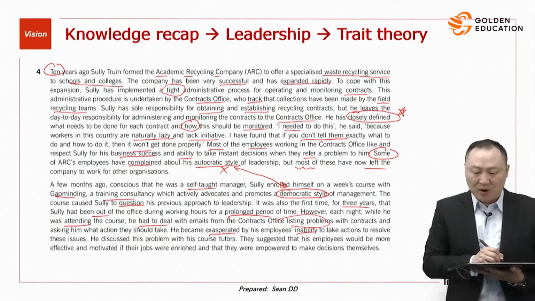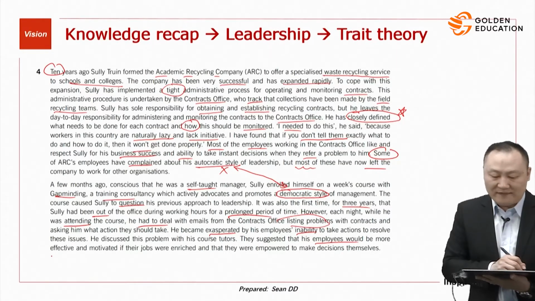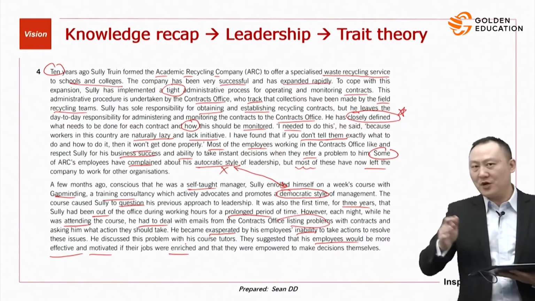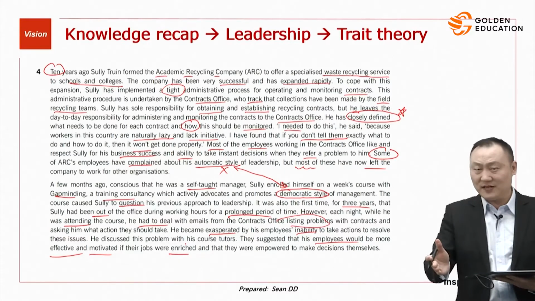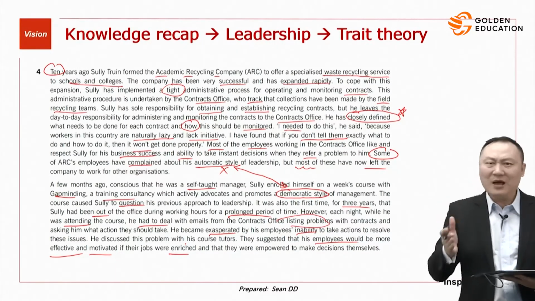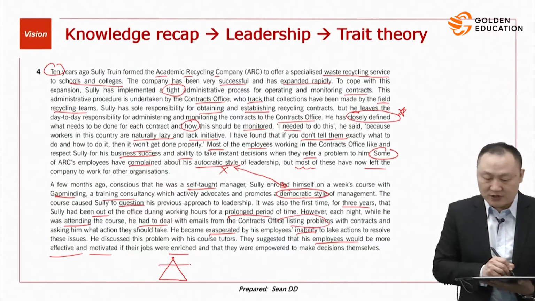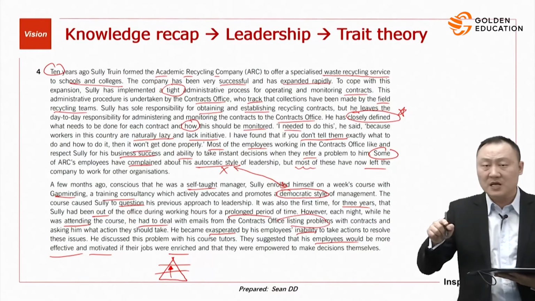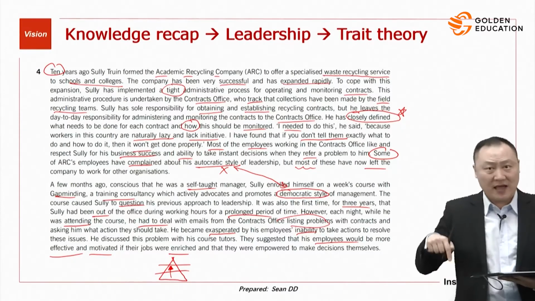He discussed his problem with the course tutors. They suggested that his employees would be more effective and motivated if the job was enriched. That means you should go for job enrichment instead of job enlargement. So guys, do you think this is possible in the company of ARC? Is that possible for ARC? No. Why not? Enrichment means vertically increasing the job. In simple English, you need to ask your employees to make the decisions instead of waiting for your reply, right? But do you think the employees currently have that ability?